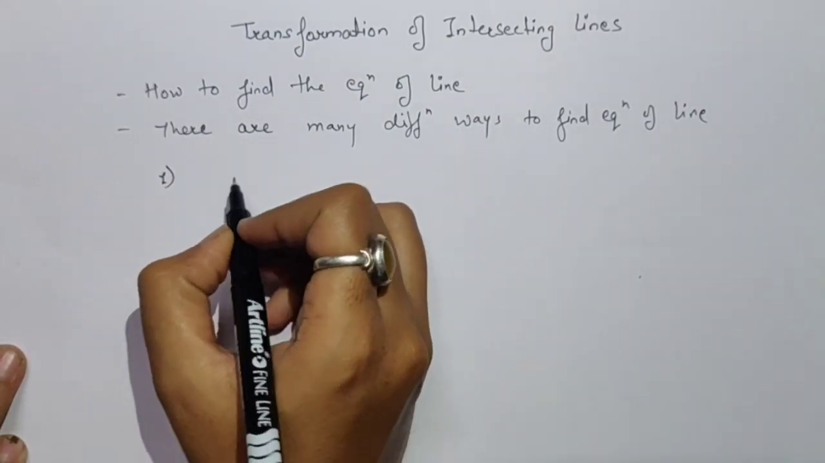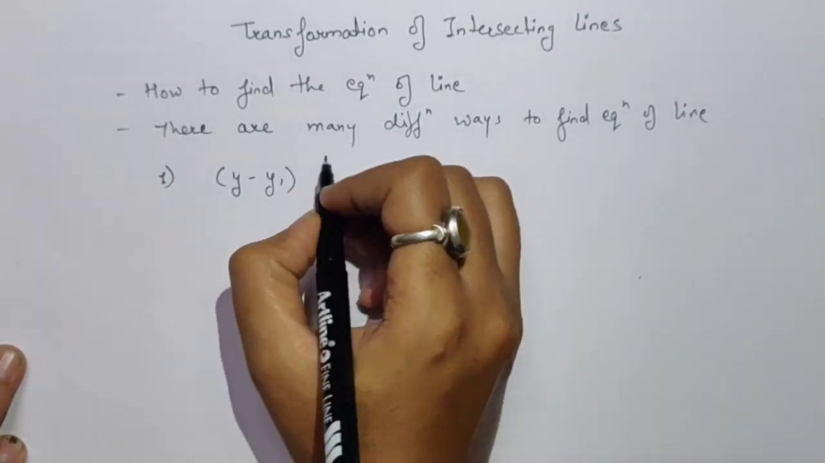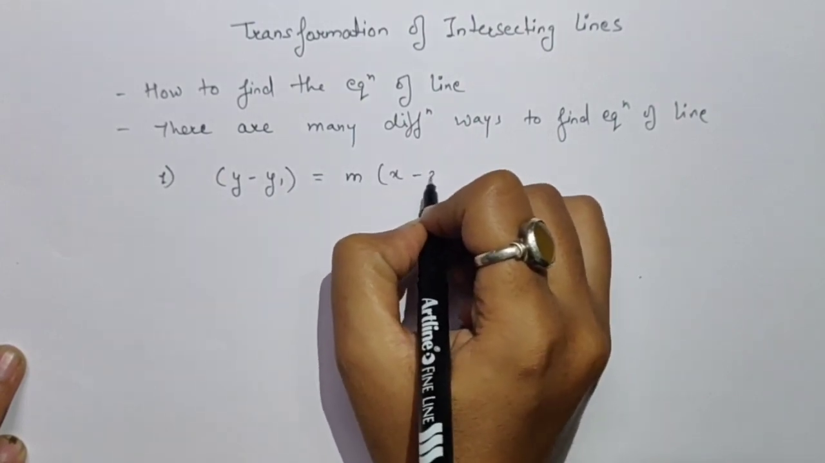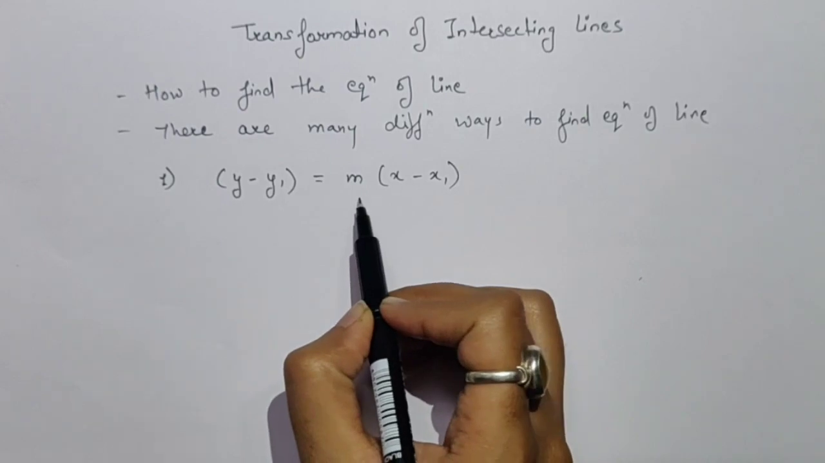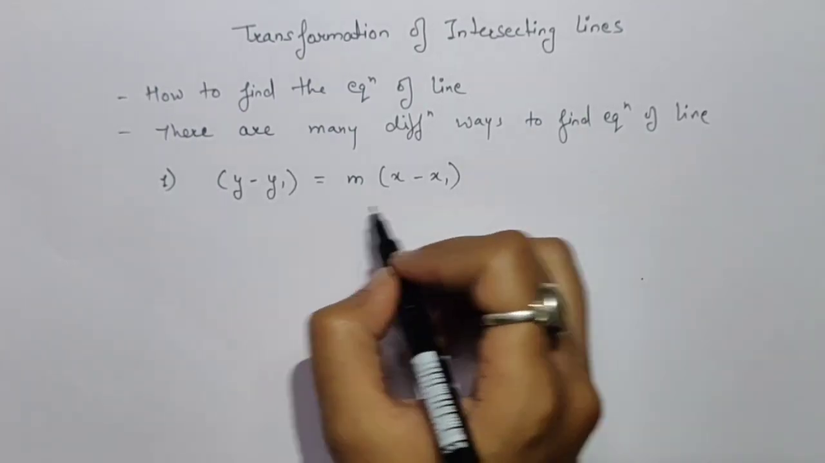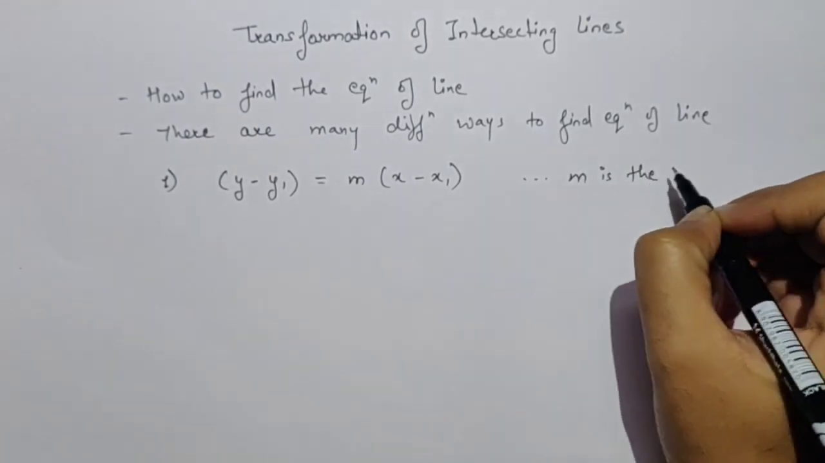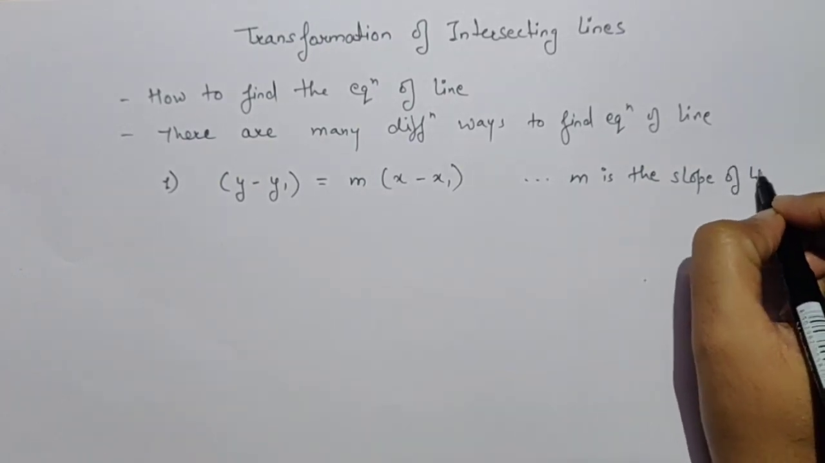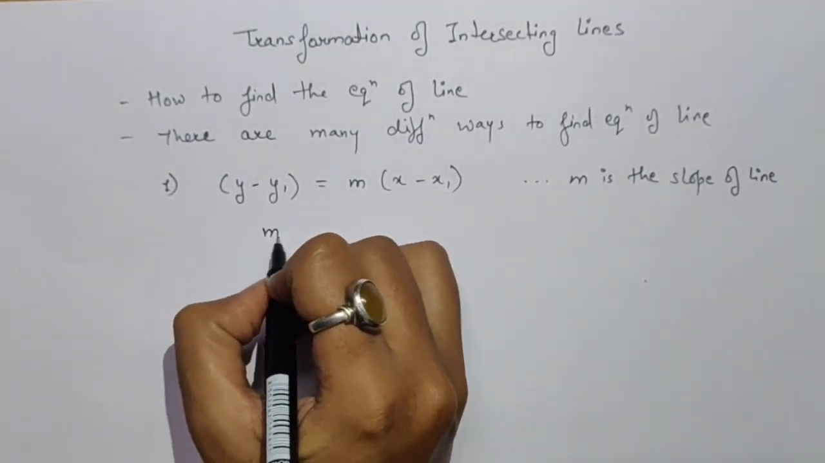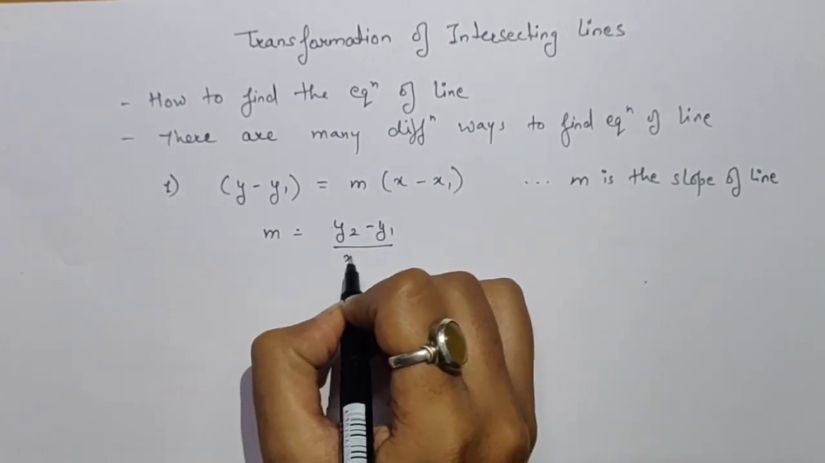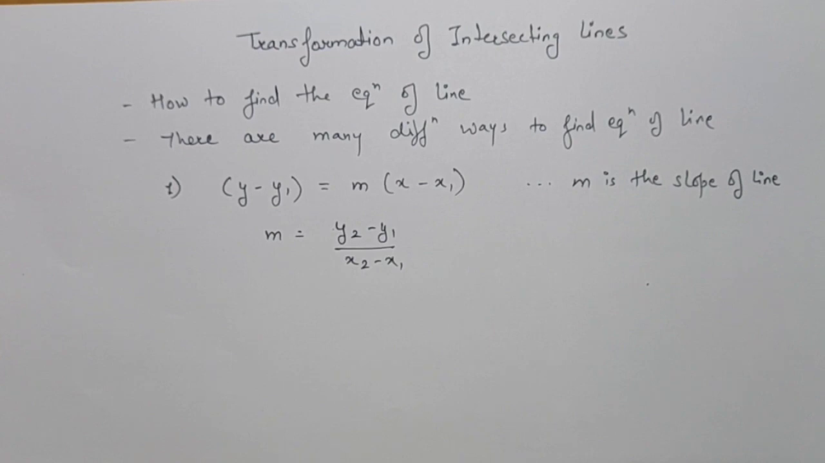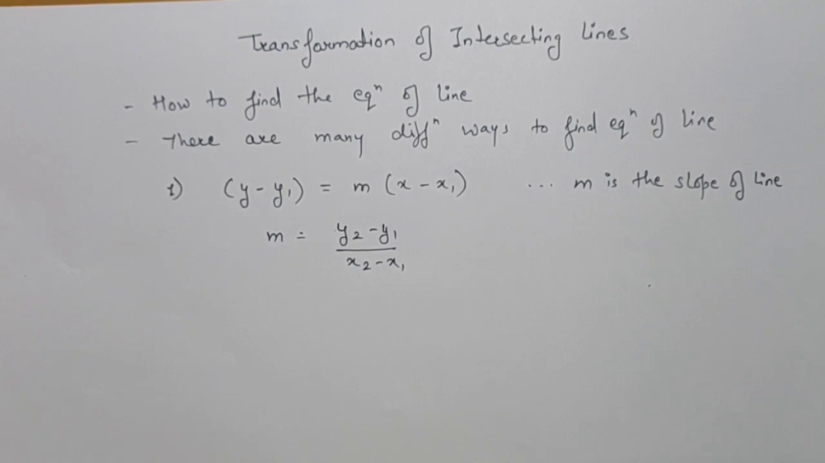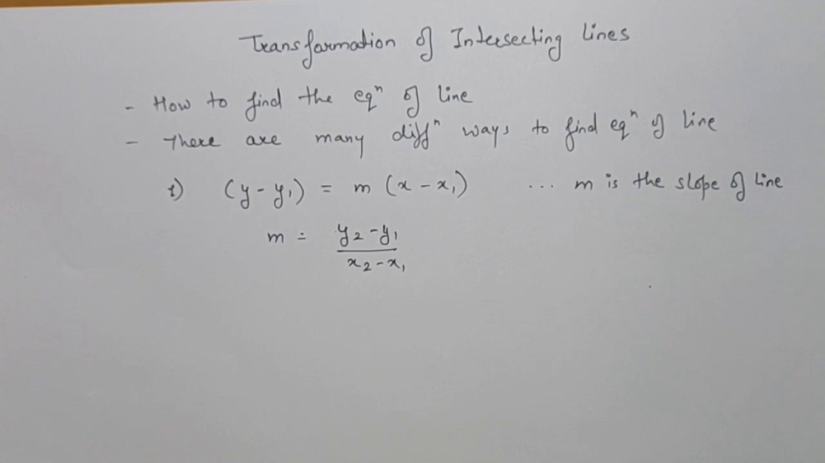So the first equation of line is y minus y1 is equal to m(x minus x1). To find the equation of line, we consider y minus y1 is equal to m(x minus x1), where m is the slope of line. So now m will be y2 minus y1 divided by x2 minus x1. So if a line has two points, then we identify the slope of line as m equals y2 minus y1 divided by x2 minus x1.